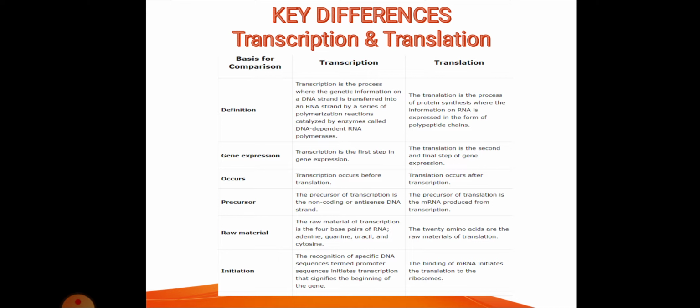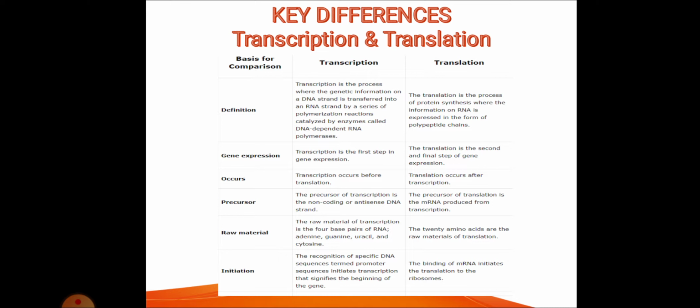And on the other hand, translation. Translation is the process of protein synthesis where the information on RNA is expressed in the form of polypeptide chains. In gene expression, transcription is the first step. Translation is the second and final step of gene expression. Always remember that. And we will go to occurrence. Transcription occurs before translation. Translation occurs after transcription. Okay?